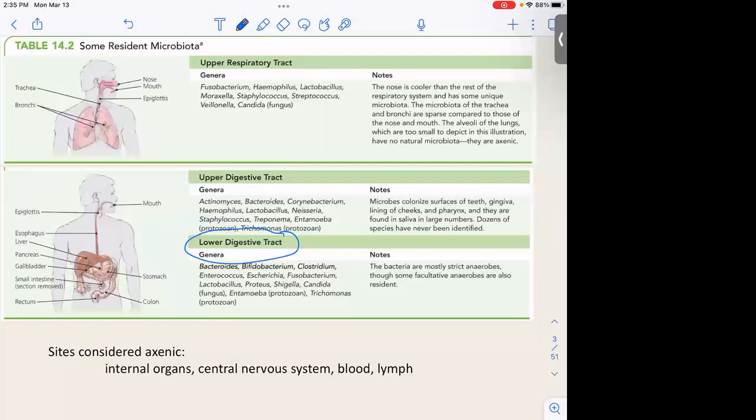There are parts of our body where there are not any microbiota. We call those parts axenic. So if we're healthy, there shouldn't be anything growing there, like a lot of our internal organs, like our heart. You don't want bacteria in your heart or your central nervous system or your lymph or your blood. Patients that get an infection in their blood, that's called sepsis, and that's a life-threatening condition when you have a blood infection.